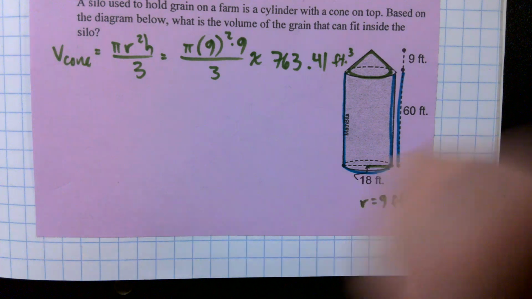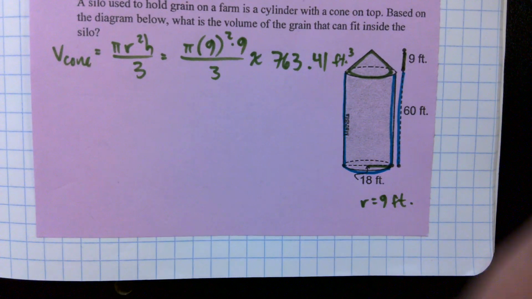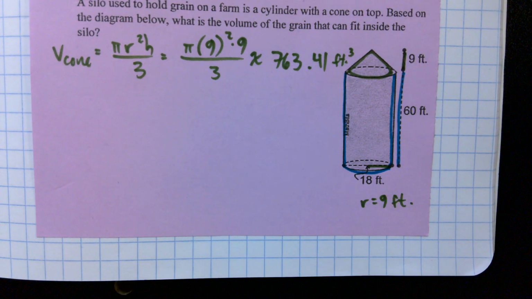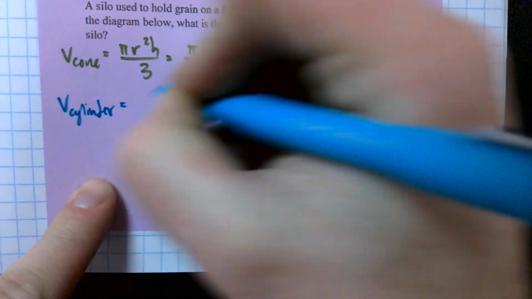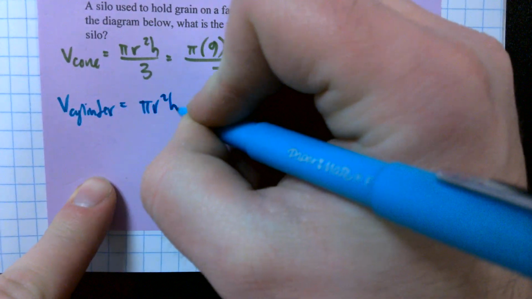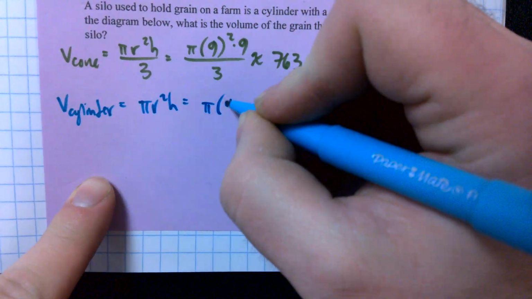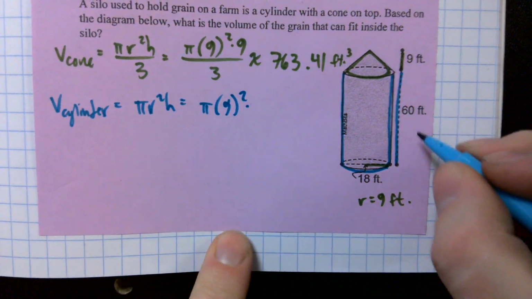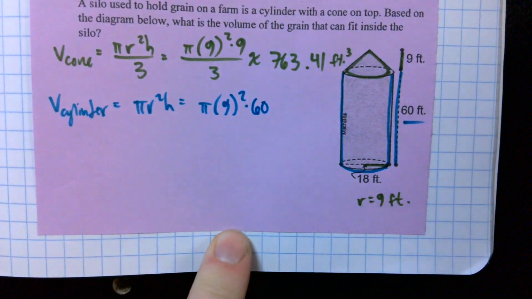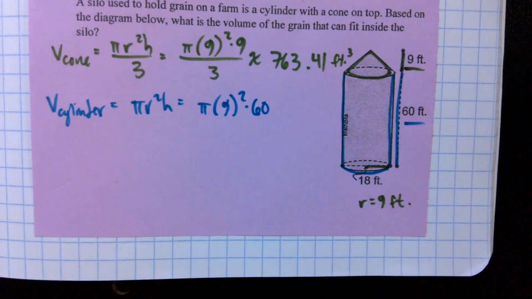What's the radius for my cylinder here? Is it different from my cone's radius? Or is it the same? It's the same. So my radius is still 9. What's the height, though, of the cylinder? 60 feet. It's going to be a big number, but that's okay.